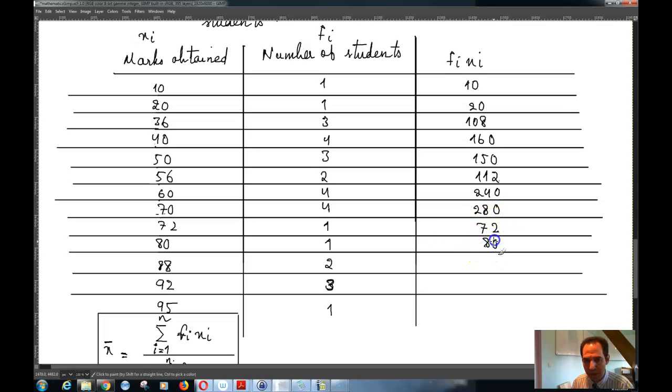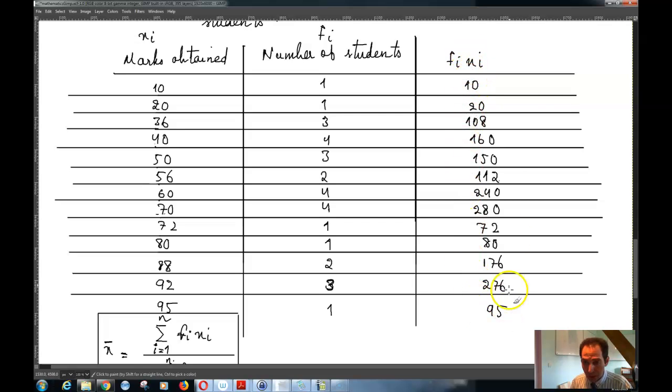That is 80, and that is 160, 160, and 160, so you have 160 plus 16 is 176. Then 3 times 92 is 3 times 9 is 270 and 276. And then lastly, you have 1 times 95 is 95.